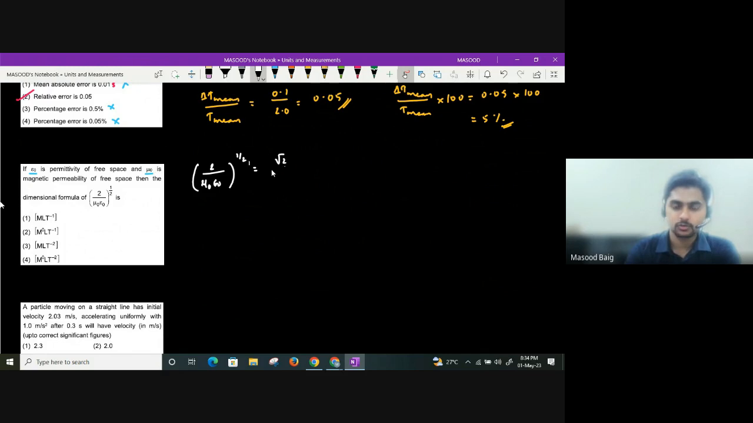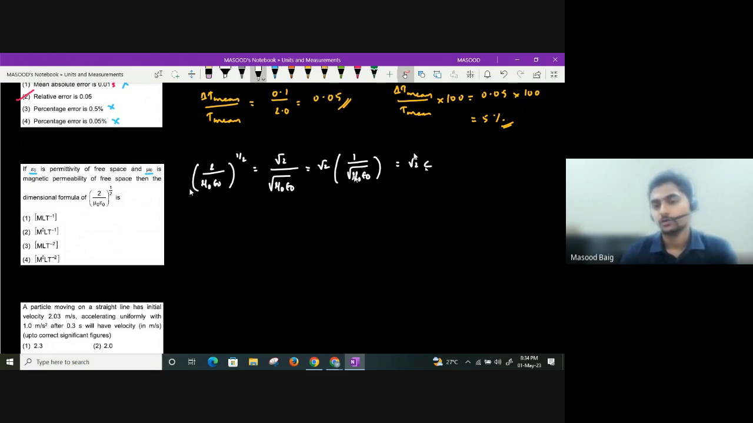Can I write it as root 2 divided by root over mu naught epsilon naught? So I can write it as root 2 into 1 by root over mu naught epsilon naught. What is this? 1 by root over mu naught epsilon naught is nothing but c, beta. So whatever this physical quantity is, it is nothing but the speed of light. Root 2 is a numerical constant. So does it have any dimensions? Root 2 is a numerical constant only, no? It is dimensionless. What will be the dimensions of c? Because it is velocity, we can write M naught L power 1 T power minus 1. So M naught L power 1 T power minus 1 will be your answer.